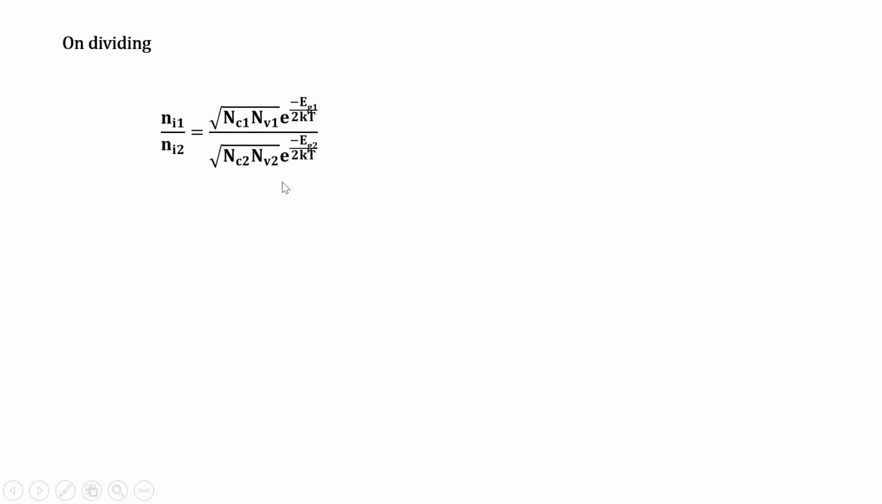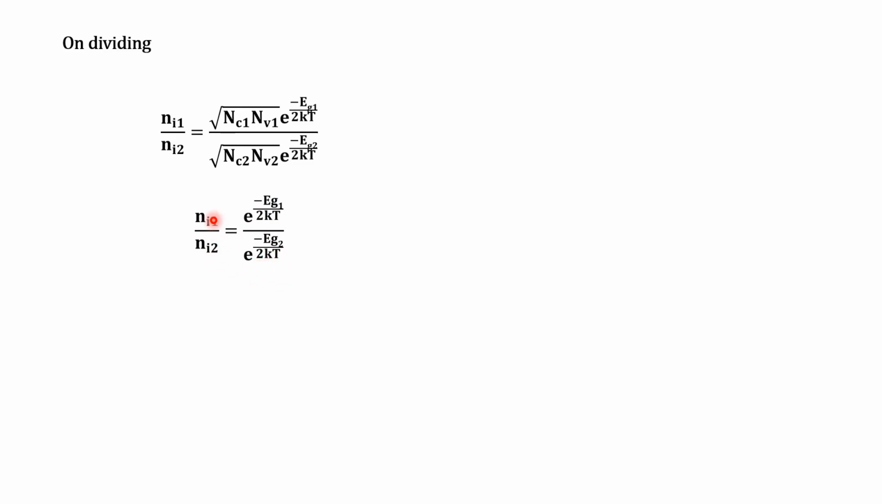So basically what I just mentioned is you have to write down this equation, that is Ni1 by Ni2. Here I am denoting x as 1 and y as 2. And they have told that NC1, NV1 and NC2, NV2 are the same, equal to each other, right? So they will get cancelled. Therefore, Ni1 by Ni2 is equal to e power minus Eg1 by 2kT and minus Eg2 by 2kT.